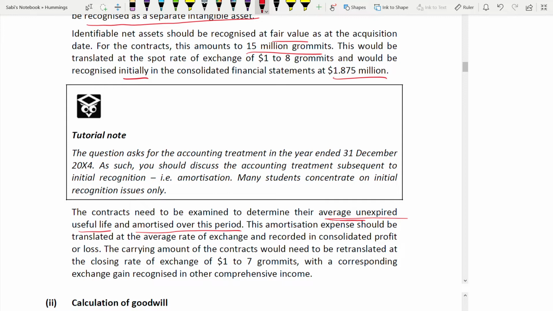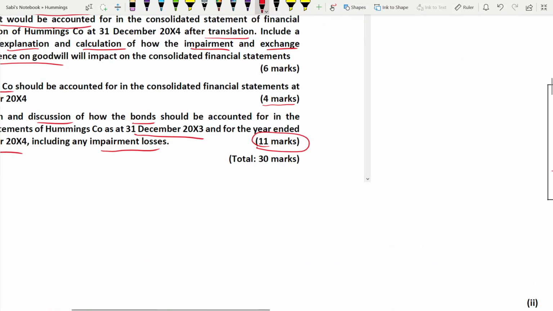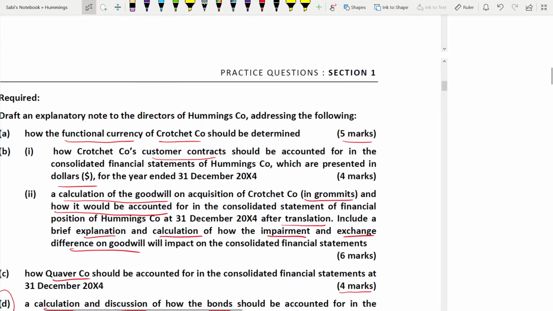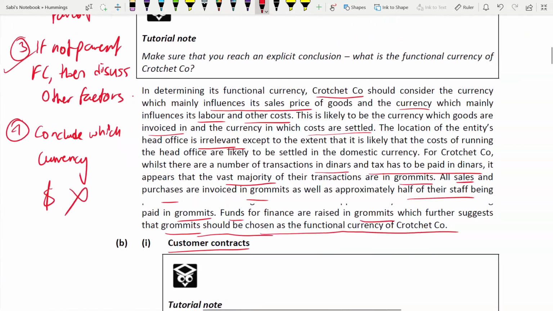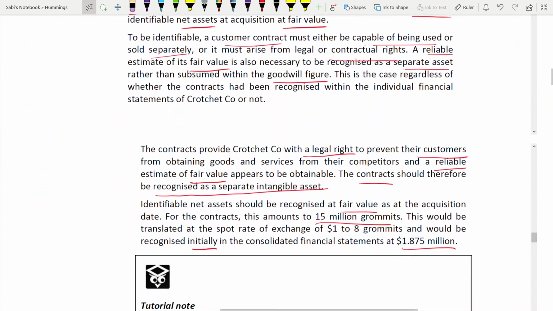The question asks for the accounting treatment at 31st December 2004. Remember, that's why date is very important in SBR. What date are they telling you? 31st December 2004. Here also 31st December 2004. 31st December 2004 means initial and subsequent measurement, both you need at this date. So that means you have to amortize it also.